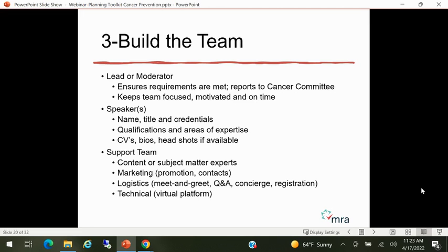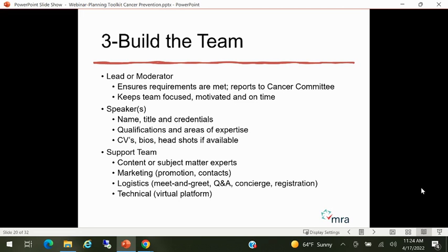Include someone from your marketing or communications department. These individuals can help you with promotions. They may have ways to contact people. You may include someone from your foundation. They may have access to inviting community members that you wouldn't have otherwise.